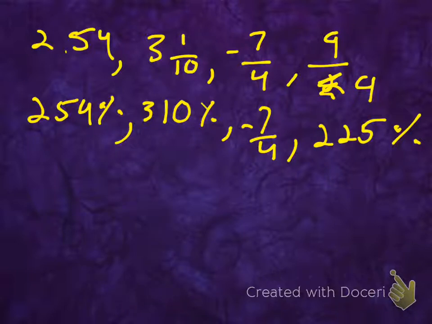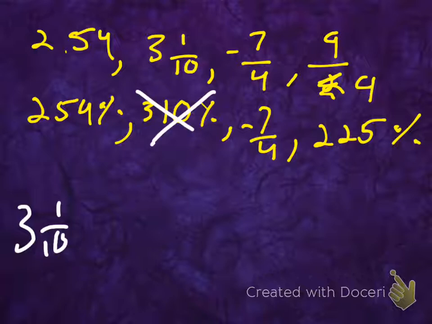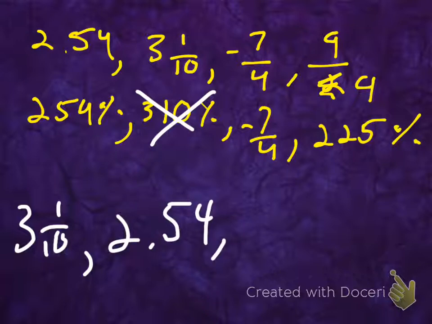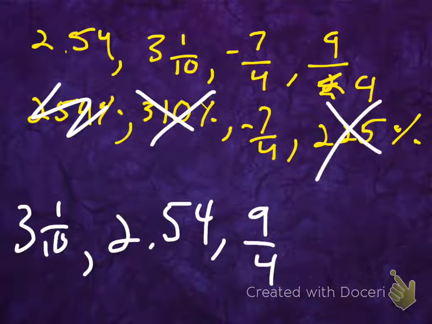Now, we are going from the greatest to the least. What's the greatest percentage that I have here? 310% or 3 1/10. Next, 254% or 2.54. Then we have 225%, which is 9 over 4. And then the last one was obviously the negative 7 over 4, which is clearly the smallest.